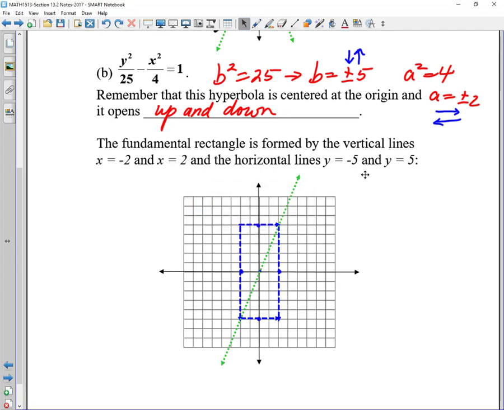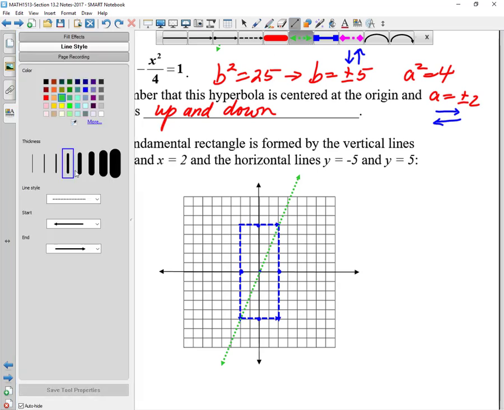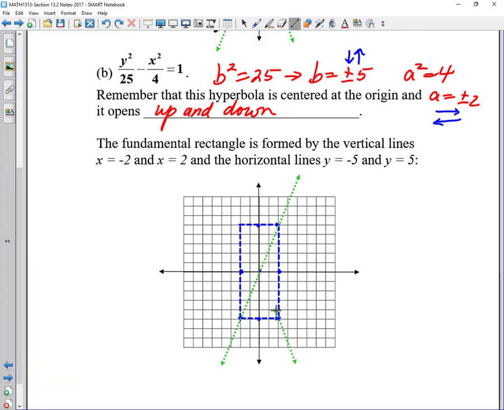Okay, now I do the same thing. And I go through this corner, through the center, and through the opposite corner. That's a little bit better.